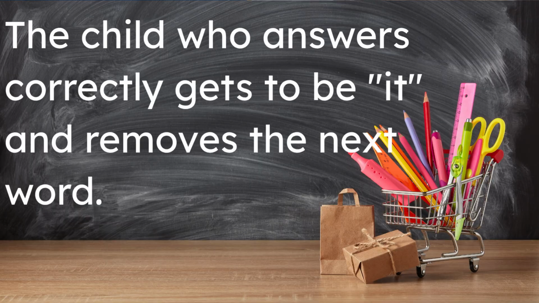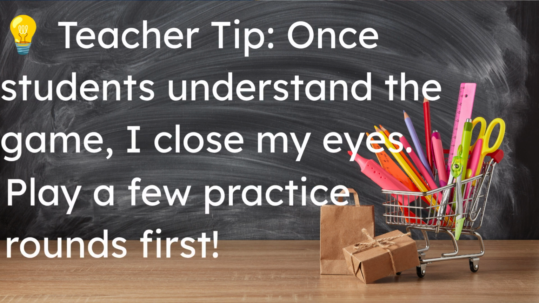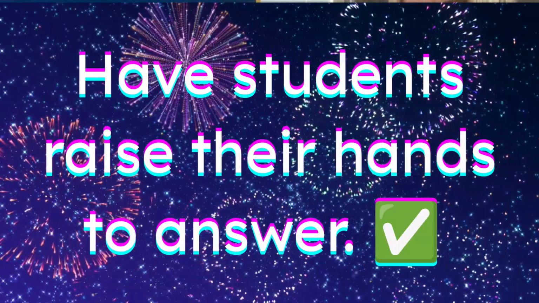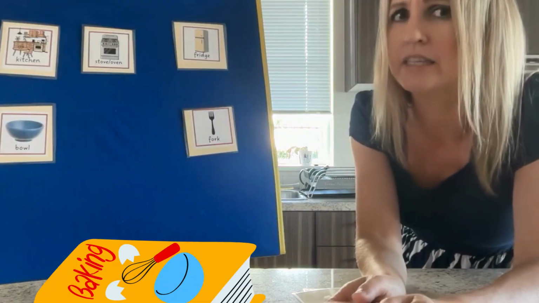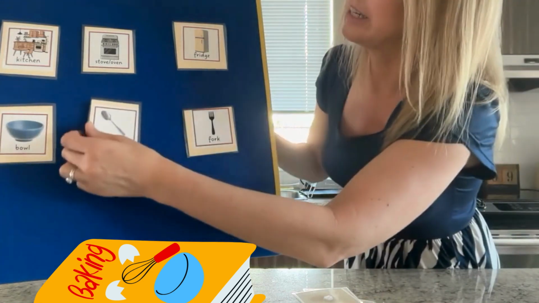Now it's your turn to be it. So the child who answered the question correctly is now it. So now I'll close my eyes as well, and that child gets to take away an item. And then they'll raise their hands. I always encourage them to pick someone who hasn't had a turn yet. And then they can answer spoon, that's correct, and then continue.